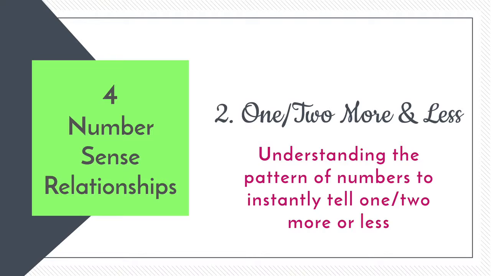The second number relationship is 1 and 2, more and less. This is when kids can instantly tell you 1 more, 1 less, 2 more, 2 less. And we got a lot of kiddos who can't do that.